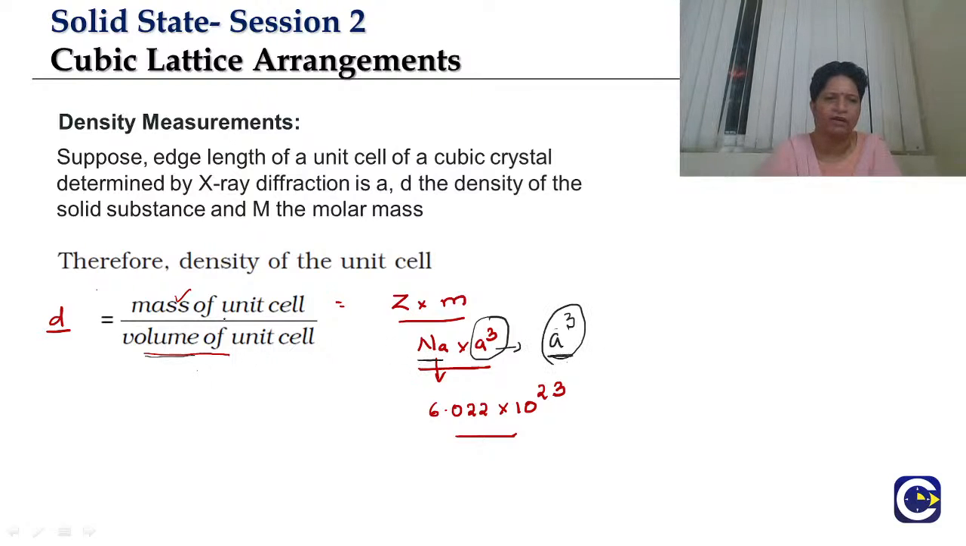How do I get the mass of unit cell? Effective number of atoms into the mass. I want it for one single atom. So what do I do is divide it by the Avogadro number. Otherwise I'll get it for 1 mole of it. So now I'm calculating it for 1 atom or 1 molecule. How do I get that? When I divide it by Avogadro number.